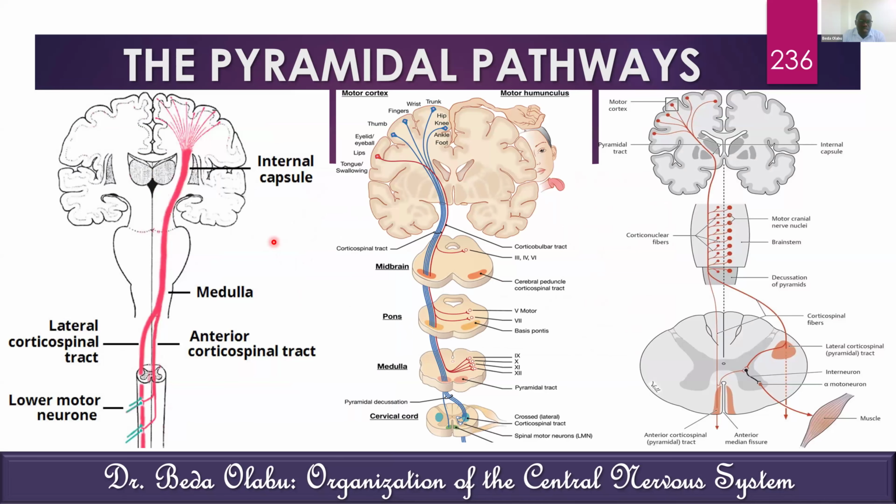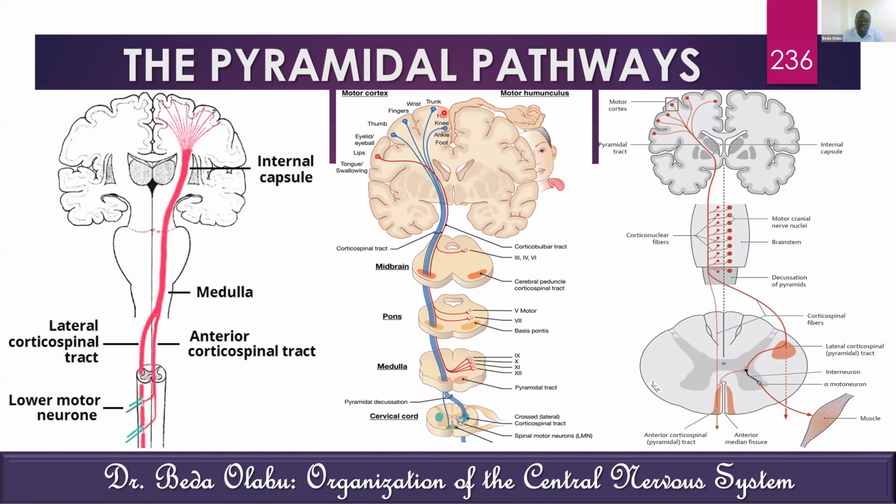So these images trace for you those pathways. We have already looked at them. So from the cortex, corona radiata, internal capsule, midbrain, pons, medulla oblongata, then decussation, lateral corticospinal and anterior corticospinal. This also shows you the same.